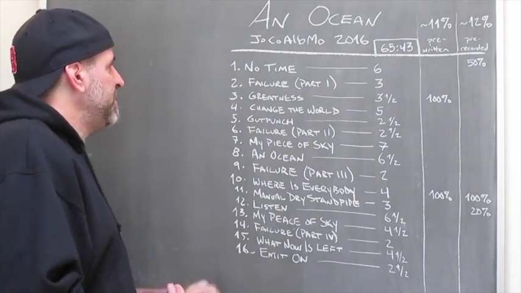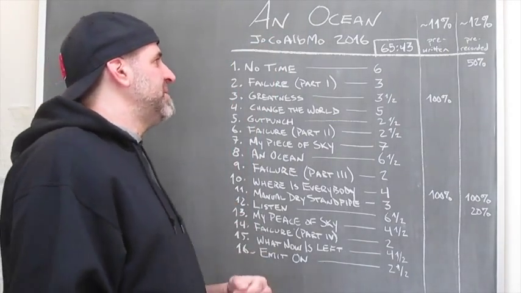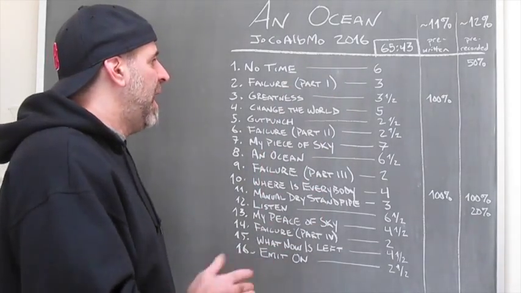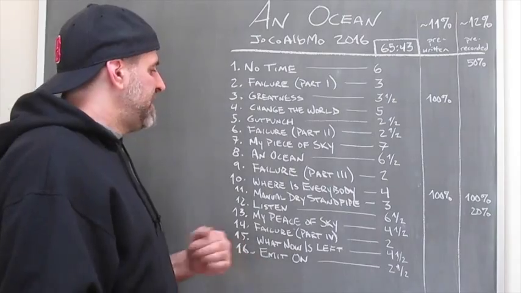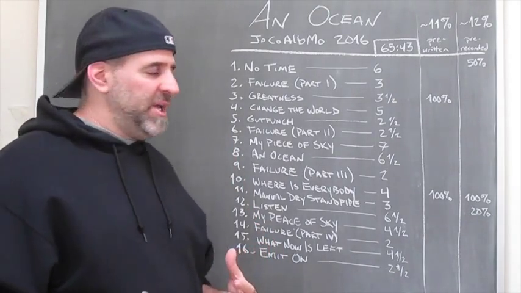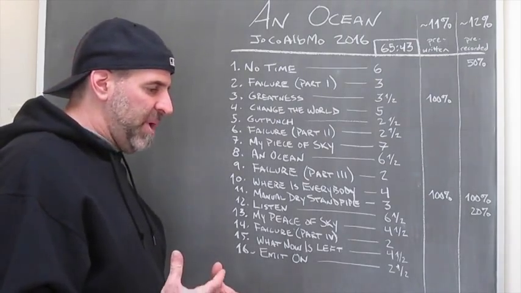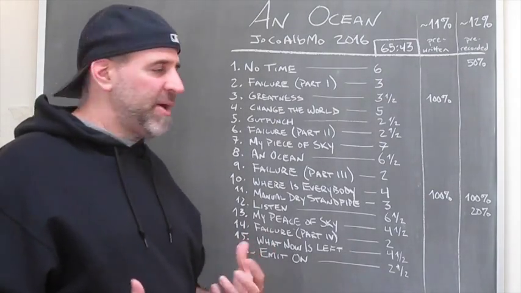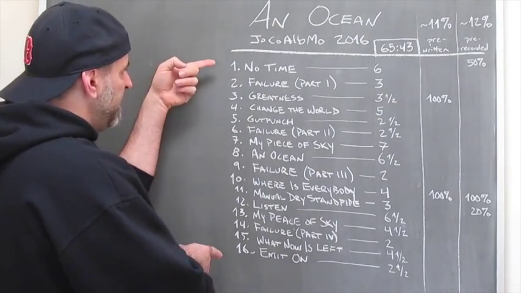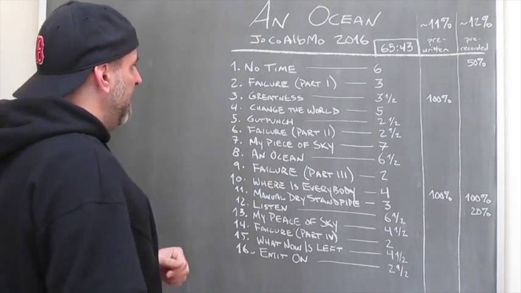So the album is called An Ocean. As I mentioned last week, it runs about 1 hour and 6 minutes in length, and it's got 16 tracks on it. The way the album is actually structured is there are some movements and sections to the record.